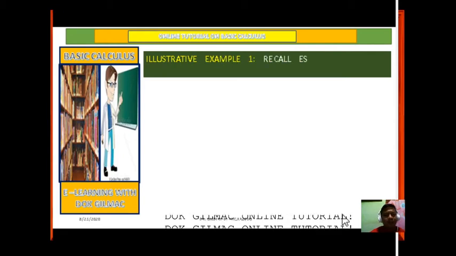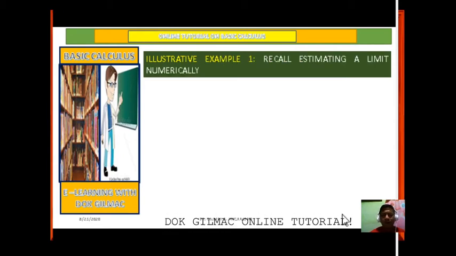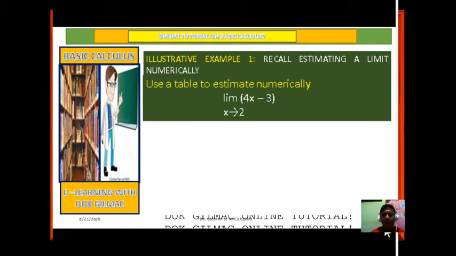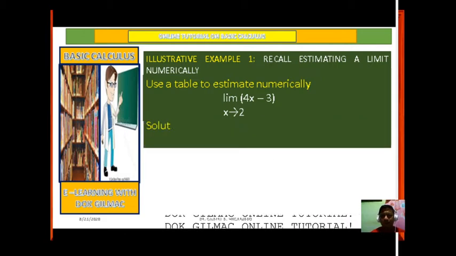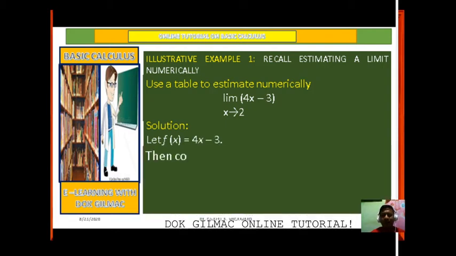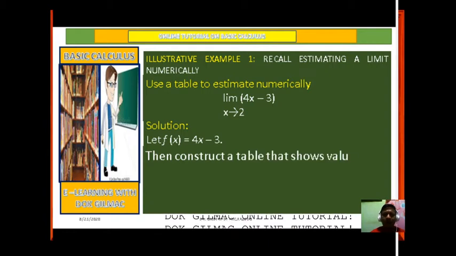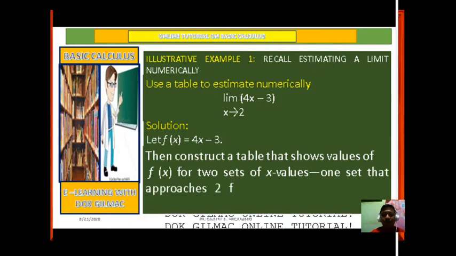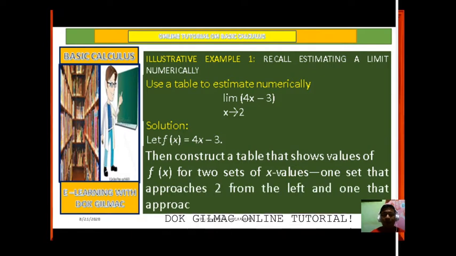Now let's have first an illustrative example on the simple recall of estimating a limit numerically. Use a table to estimate numerically the limit of 4x minus 3 as x approaches 2. Let f of x be equal to 4x minus 3. Then, construct a table that shows values of f of x for two sets of x values. One set that approaches 2 from the left and one that approaches 2 from the right.